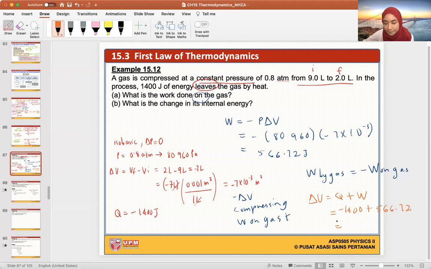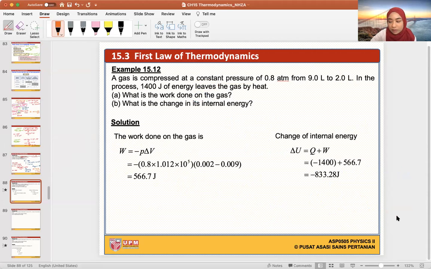It's losing energy. So dia penat lah. Gas ni jadi penat. So let's see if the answer is correct. Yay, we solved it. Okay, great. Positive W, negative change in internal energy. The gas loses energy, becomes tired. Okay, not really lah, gas is not alive.